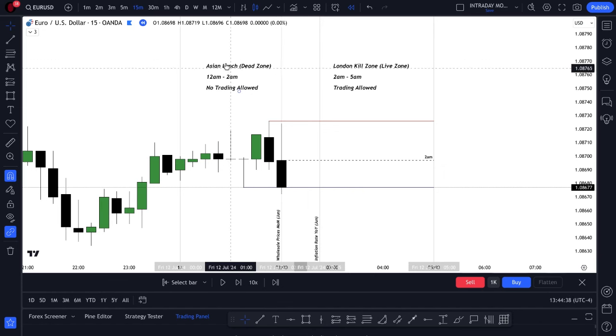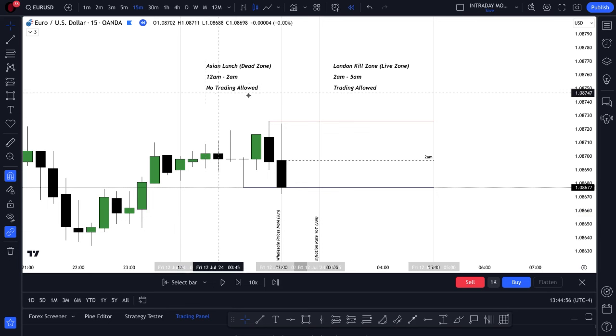We can see the dead zone that we're utilizing is the Asia lunch. That's 12 a.m. to 2 a.m. No trading allowed. The reason I say no trading is allowed is because more times than not, we see the market build up market sentiment here. Buy stop orders and sell stop orders are being built up. The market is either going into a phase of consolidation or accumulation.